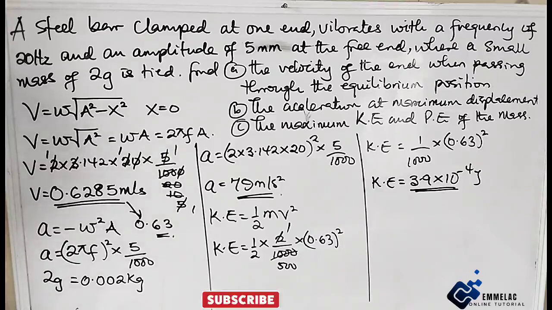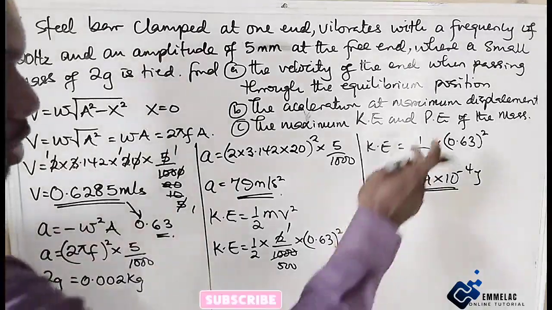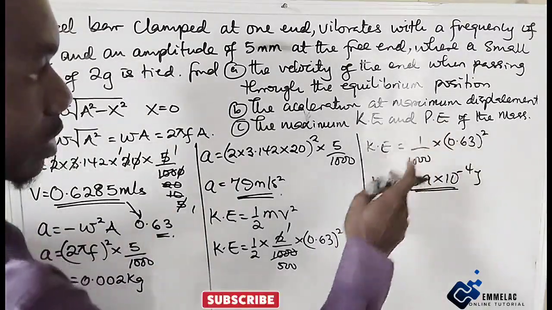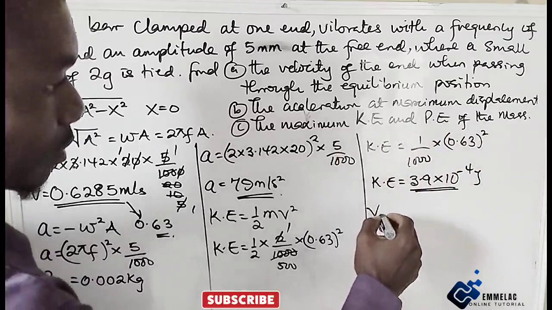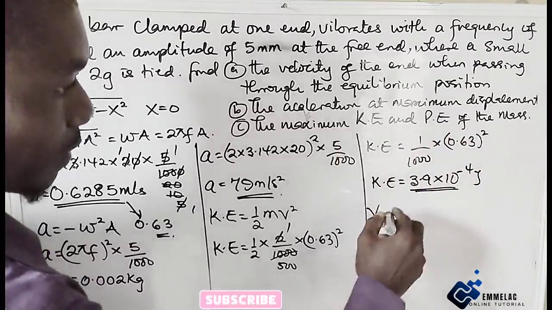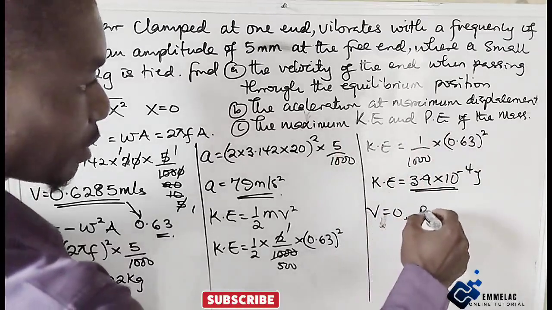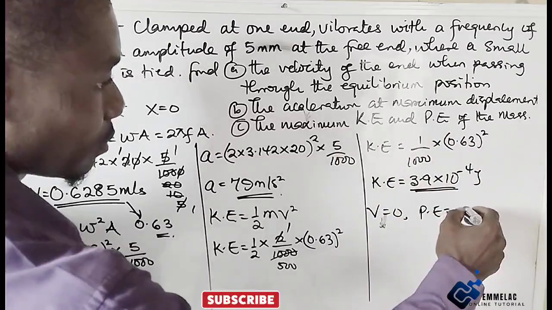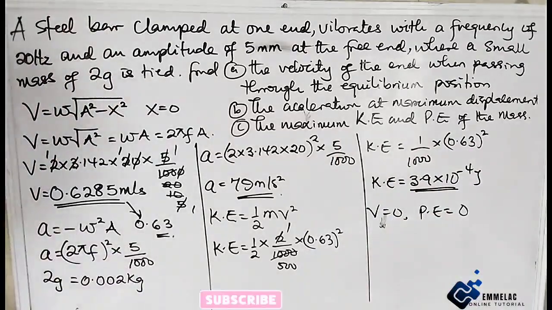But for the potential energy at this point, since the velocity is at its maximum and the displacement is 0, the potential energy will be 0. All right, now this is the final answer to this question.